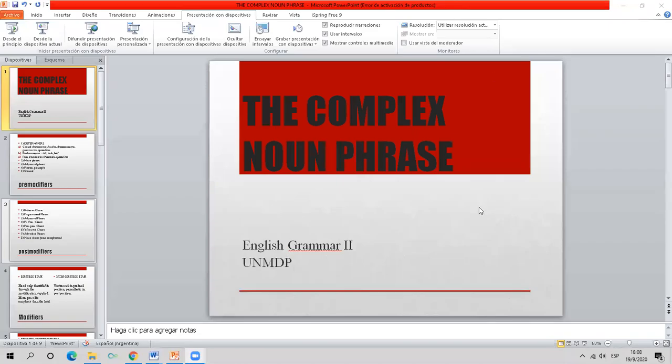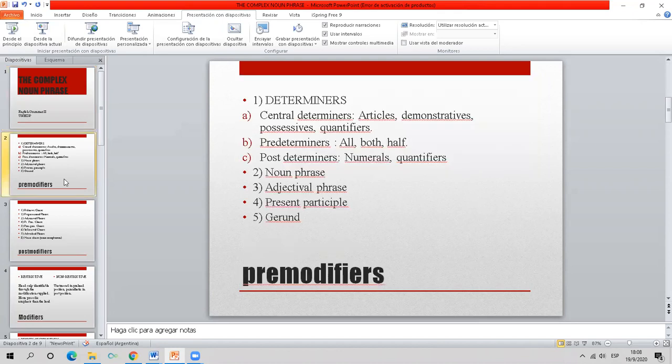Hello, Grammar 2 students. This week we are going to work on the complex noun phrase. The good news is you know quite a lot about the noun phrase, I'm sure. Let's briefly talk about the possibilities in terms of pre-modifiers.